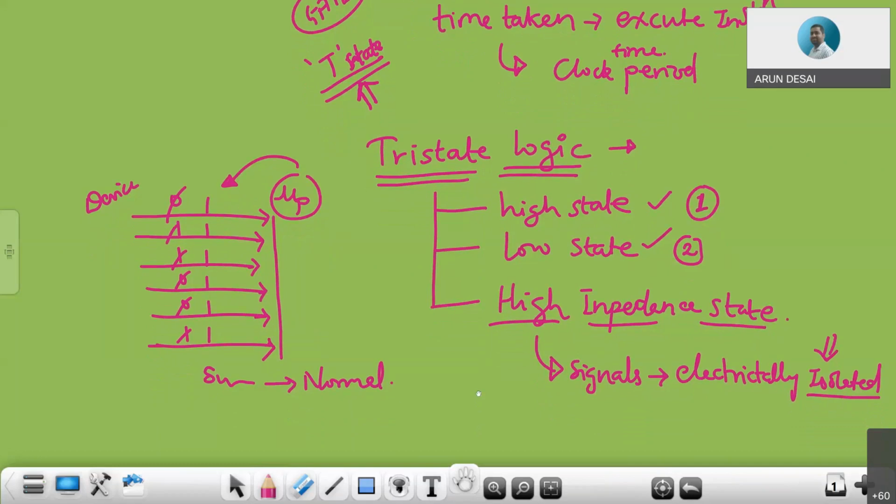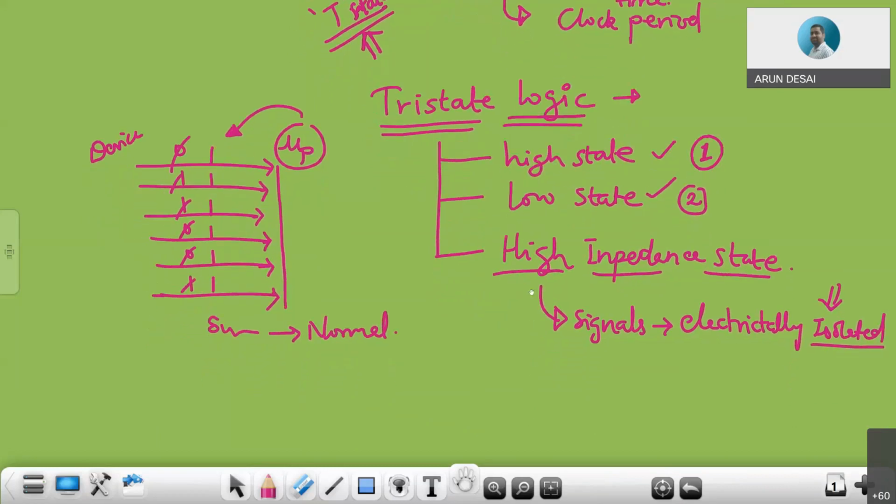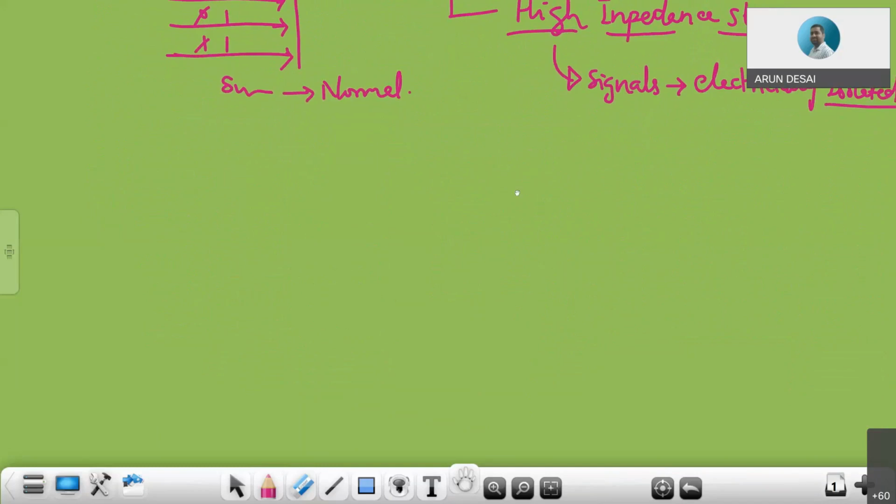इथपर्यंत समजलं का? काही प्रॉब्लेम? Okay. Okay.